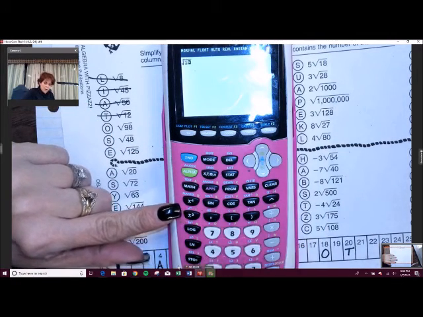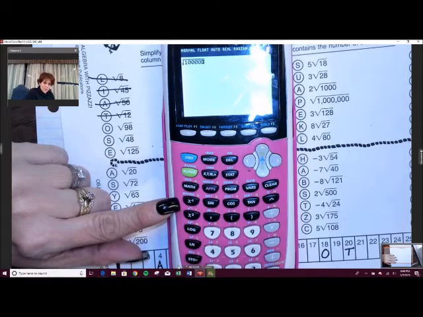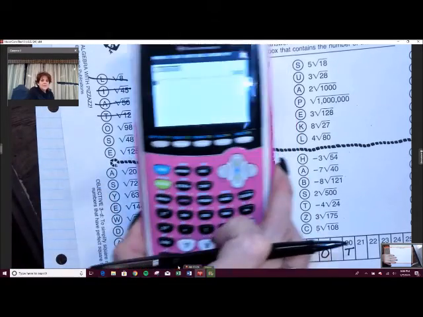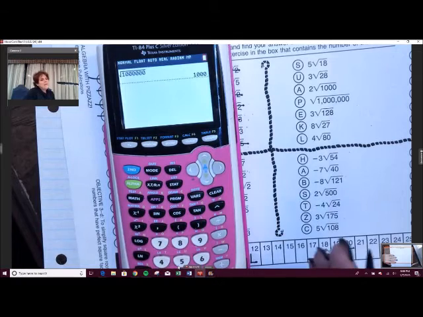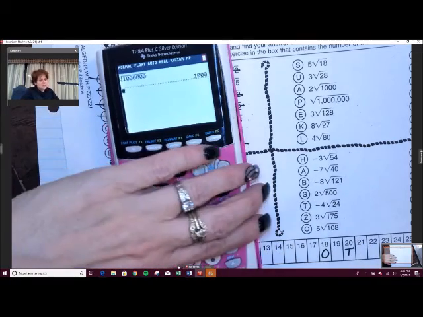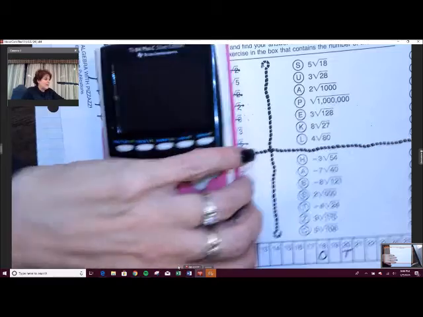When I put in 1, 1, 2, 3, 1, 2, 3, and hit enter, oh, look at that. So if it comes out to be a nice, neat number, then you can just go ahead and use it. But if it doesn't, then you're going to have to do that birthday cake method. Most of these you're going to have to do birthday cake. All right, so good luck on that.